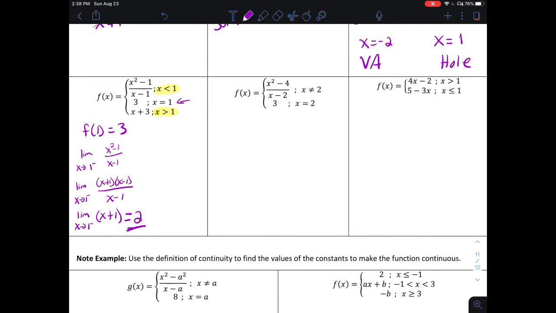So the left-hand side limit equals 2, and for the right-side limit, the limit as x approaches 1 from the right, I would use x plus 3. I don't have to do any simplifying there. Put 1 in, and I get 4. So I look, it fails multiple ways. One, none of those limits equal what the function is defined at, but two, those don't equal each other. So the limit doesn't exist. So therefore, not continuous at x equals 1.